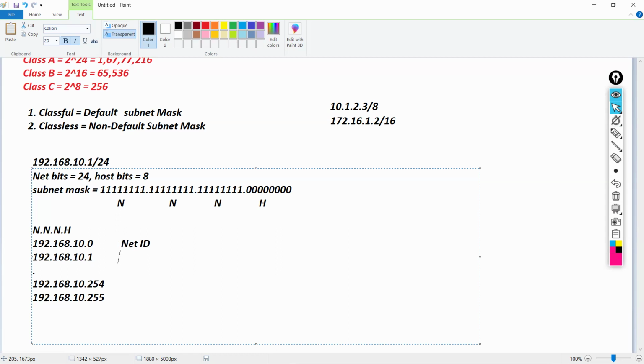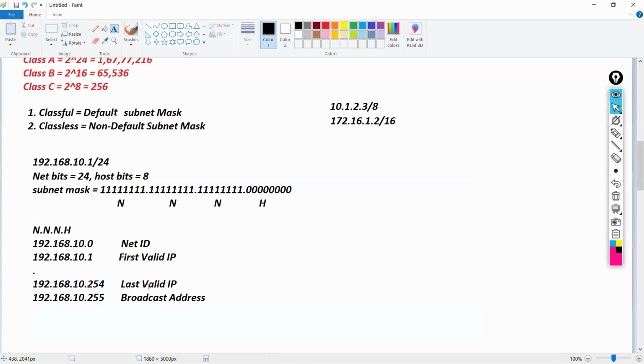This will be first valid IP. Okay, these are all valid IP addresses. So this is the first one, so we can call it first valid IP. This one will be my last valid IP. And the last address is what? Broadcast address. Okay, this is clear.